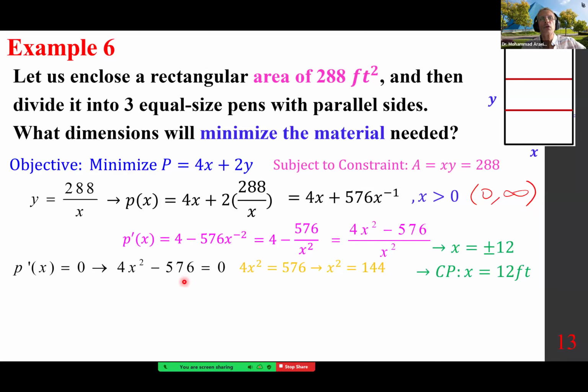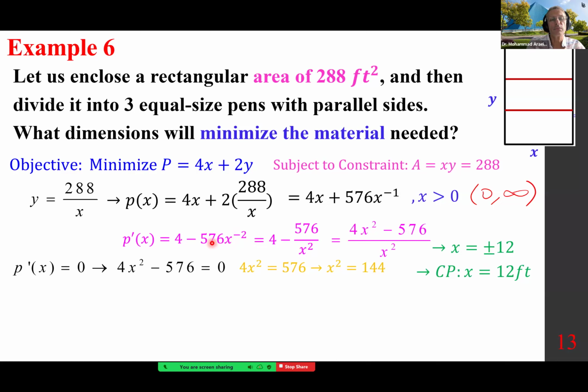Let's check to see if it's going to be a local max or local min according to the test. And then because it's the only critical point, one critical point in an open interval, it becomes absolute. So we go with the second derivative test, and we are going to find p double prime. So from here, we are going to differentiate again. We get p double prime of x equals, this one is just 0.